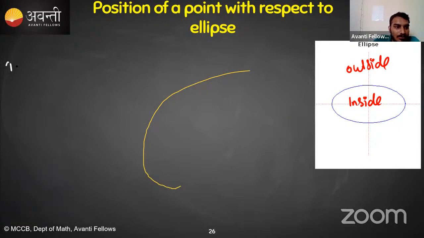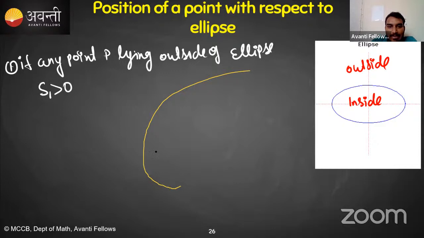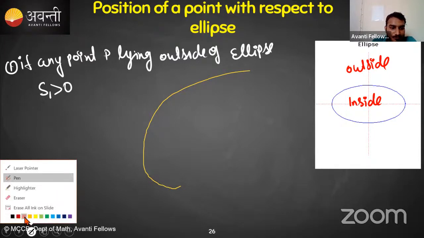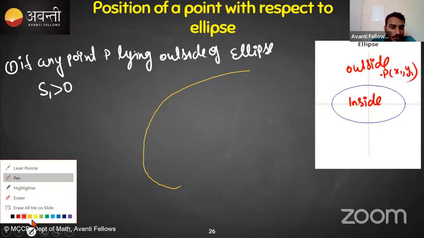First is if any point P lying outside of ellipse, तो उस केस में क्या होता है? In that case, S1 is greater than 0. Means let's say the point is x1, y1. Let's say this is the point P, x1, y1. So in that case, put the point in the ellipse, you will get greater than 0.